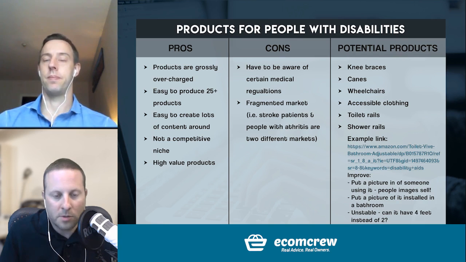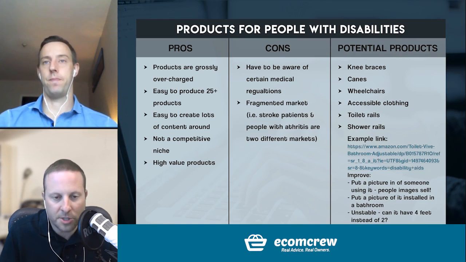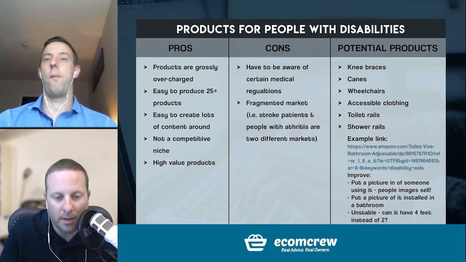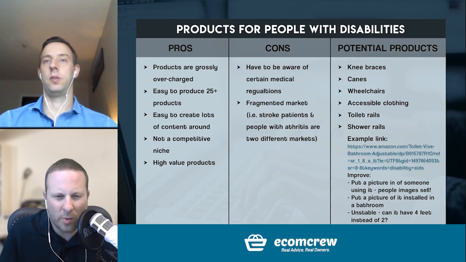Just to run through some potential products here, knee braces. This is actually something that we already sell, just for full disclosure, under the Ice Wraps brand. Does quite well for us. We really target physical fitness and surgery, but you can target knee braces after disabilities and go after a different group. There's things such as canes. Obviously, that's a pretty simple product, a great product potential there.